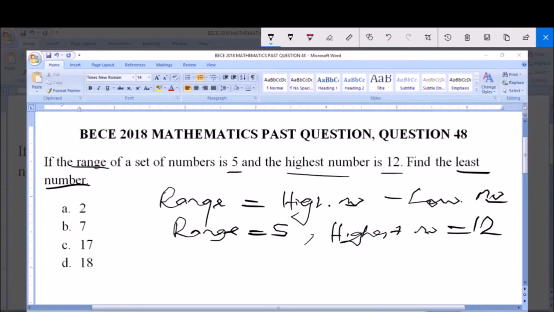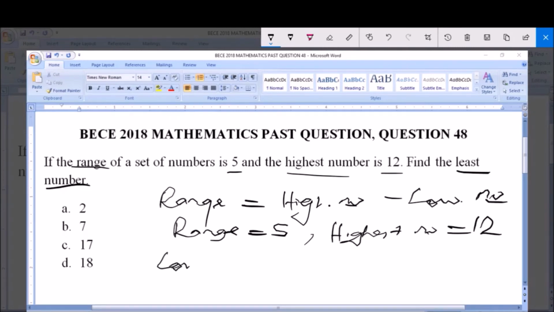And like we know, range is equal to the highest number minus what? Minus the lowest number. And we are asked to find the lowest number. So therefore, to find the lowest number, we simply what? Subtract the range from the highest number. Since the range is equal to the highest minus the lowest number, to get the lowest number, we subtract this range from the highest number.